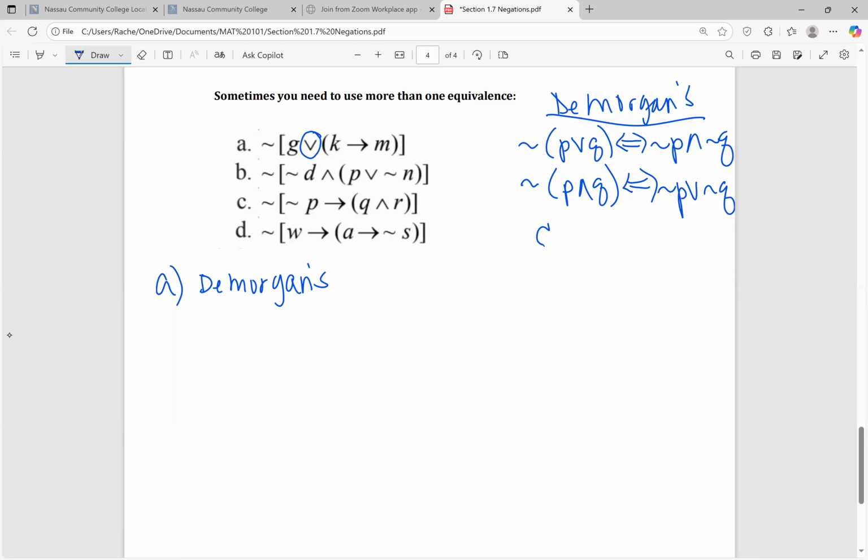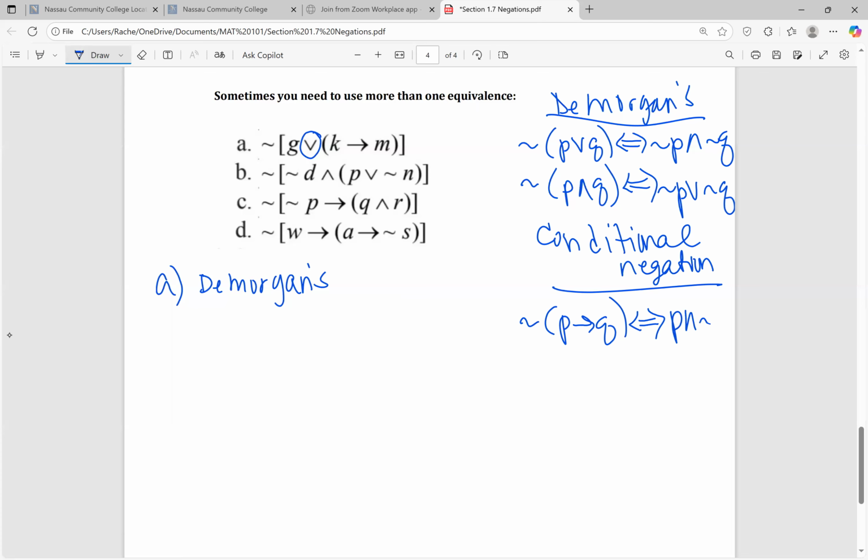And then we have the conditional negation equivalence. And that's when we negate a conditional statement, right? Not P implies Q. And that's equivalent to, remember, leave and negate. So that's going to be equivalent to P and not Q.